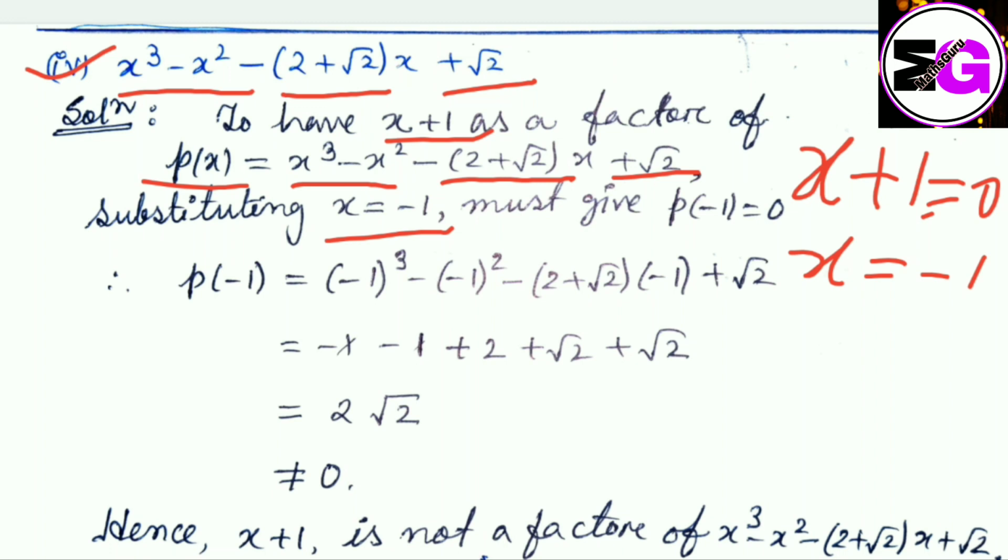So if we put x equals to minus 1 in the polynomial p of x, we should get 0.